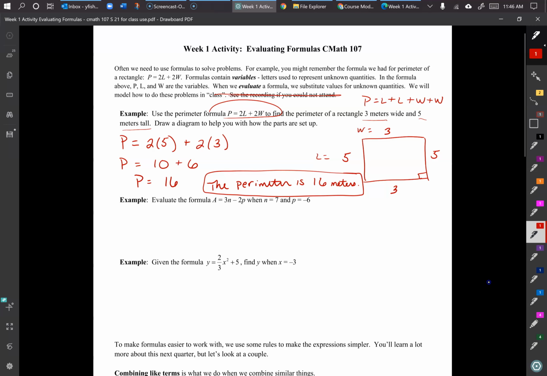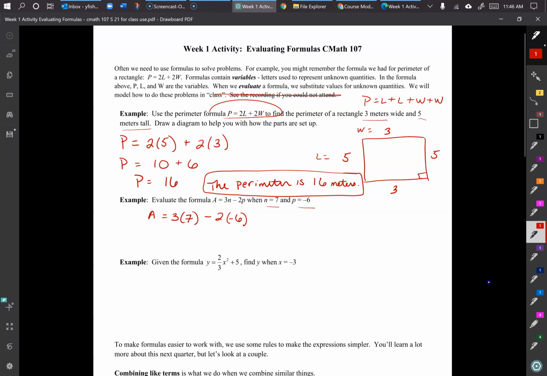So for the second one here, we have evaluate the formula A equals 3n minus 2p when n equals 7 and p equals negative 6. So we have A equals 3 times n, which is given as 7. So I'm going to write that in parentheses to notate multiplication. And then minus 2 times p, which is negative 6.